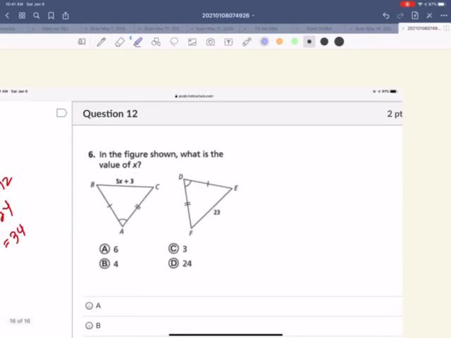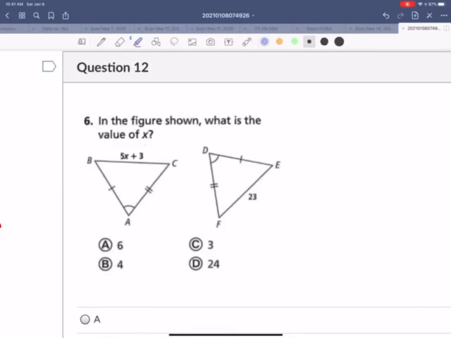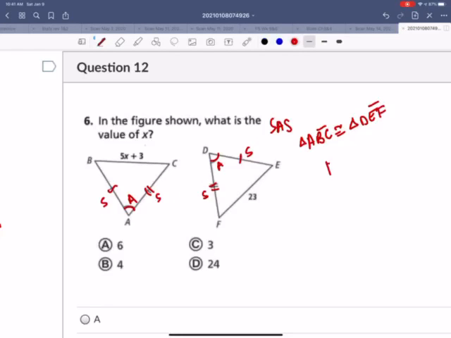Okay, last one. In the figure shown, what is the value of X? So once again, I have a side that matches and a second side that matches and an angle that matches. So given the side angle side theorem, this triangle ABC is congruent to triangle DEF. Therefore, BC, first and middle, is congruent to EF, first and middle. I can set these equal to one another, and that's the corresponding parts of congruent triangles theorem.